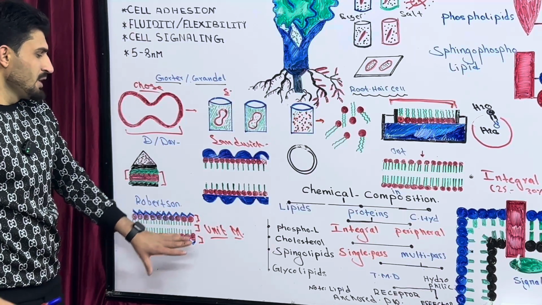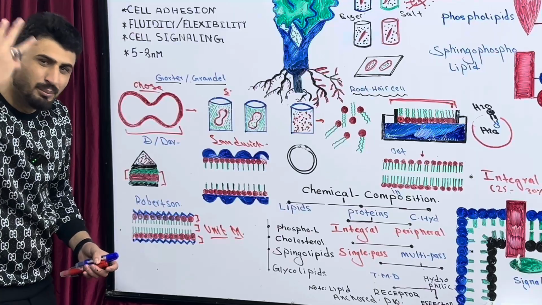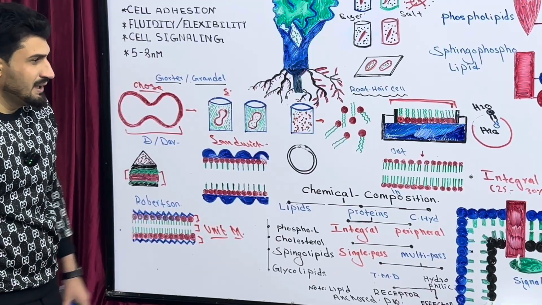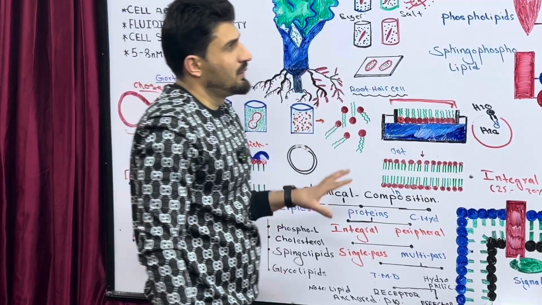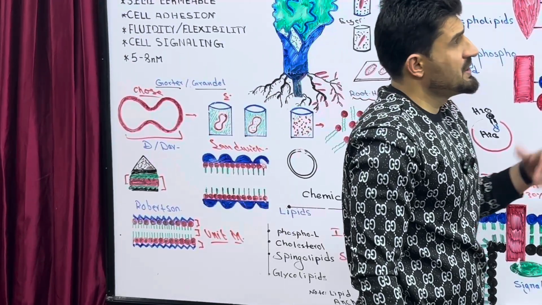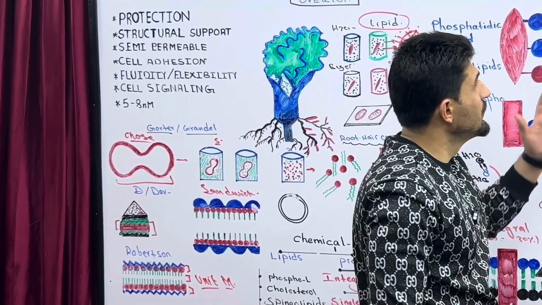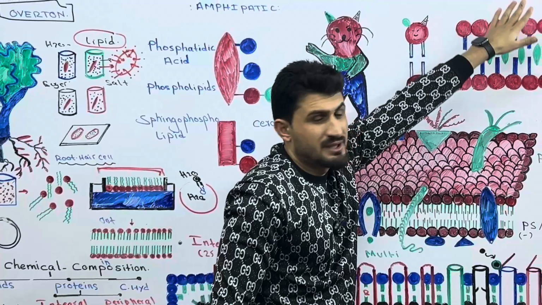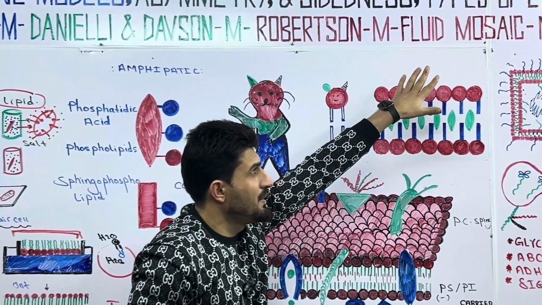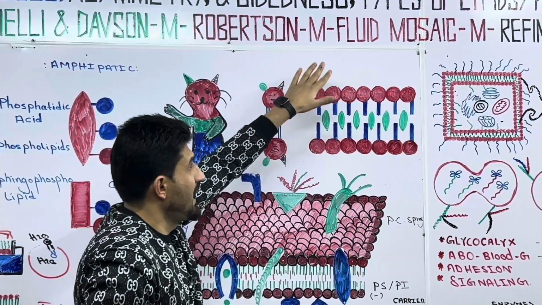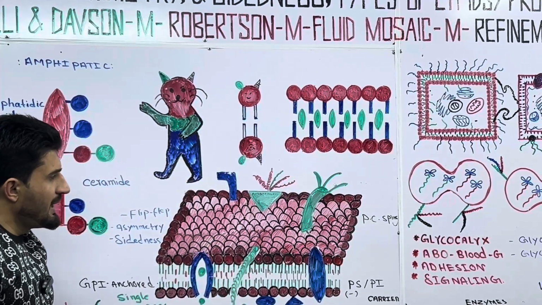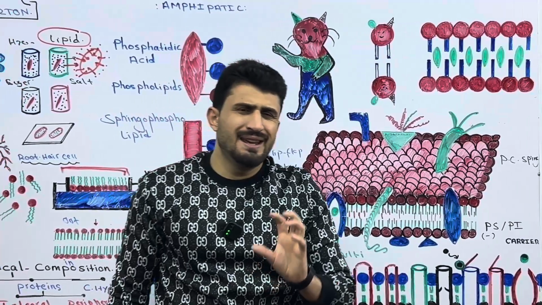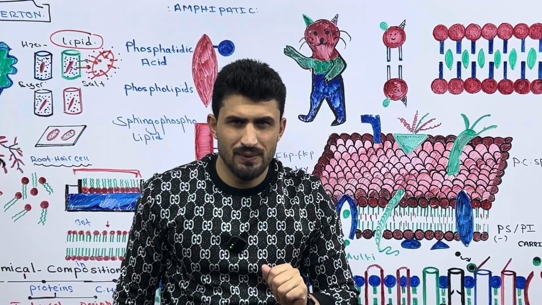So he proposed the trilaminar model, or three-layer structure, of a cell membrane. Okay, and after all of them, two gentlemen came and proposed a new model which is called the fluid mosaic model, that we will talk about in great detail. They said that a cell membrane has a mosaic structure. Do you know what a mosaic structure is?